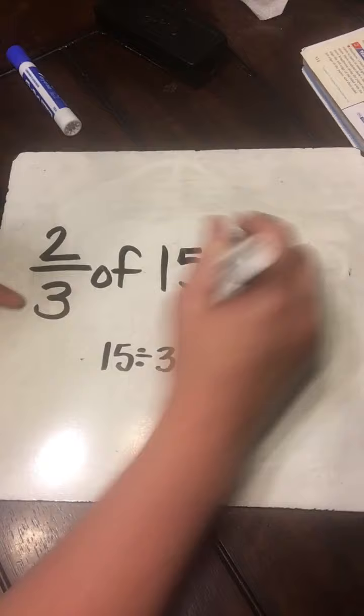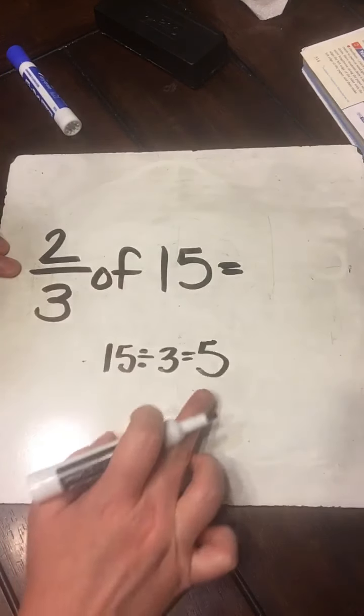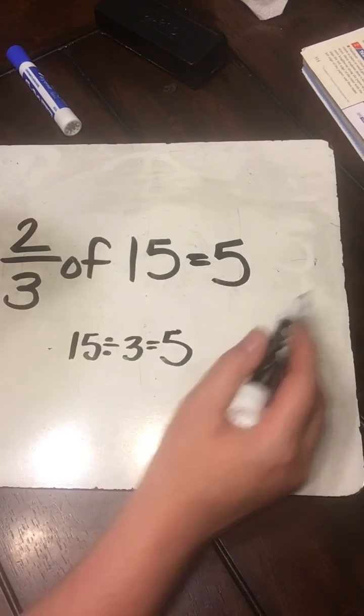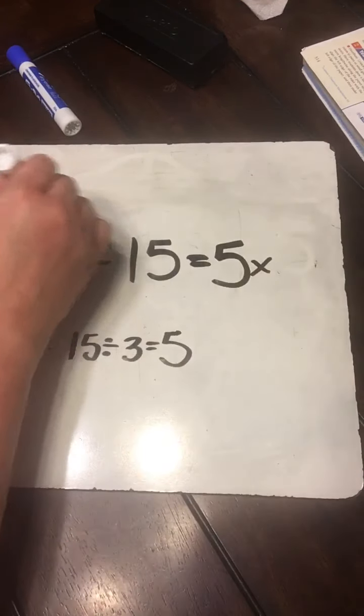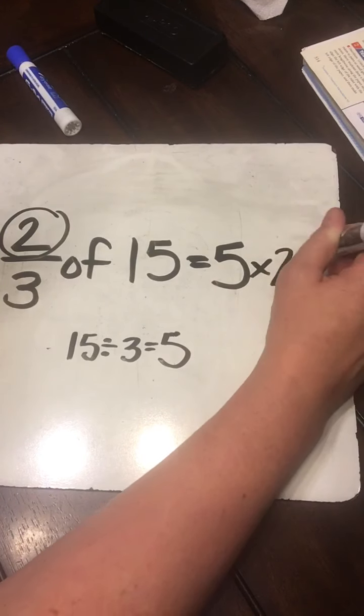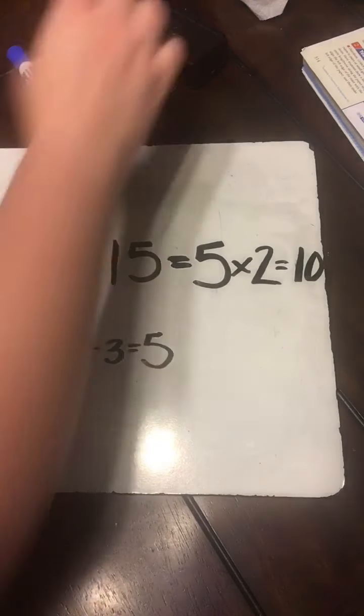So you're going to write this part out. You're going to write 2/3 of 15 equals 5. I want you to write that part out. And then you're going to say times your numerator. Times 2 equals 10. Your answer for that problem is 10. Okay, we're going to do another one because I know it's a little bit confusing for some of you.